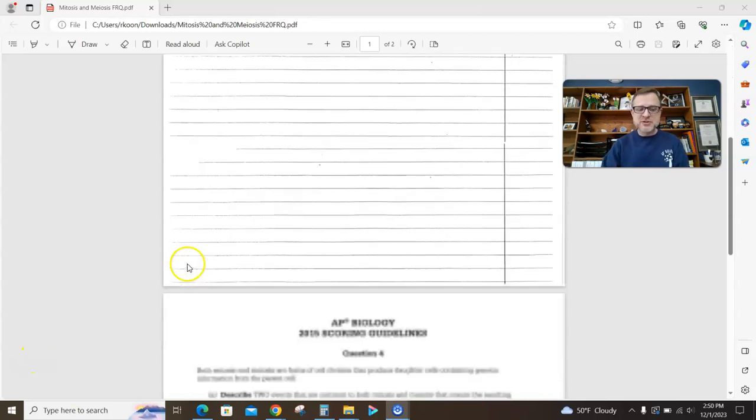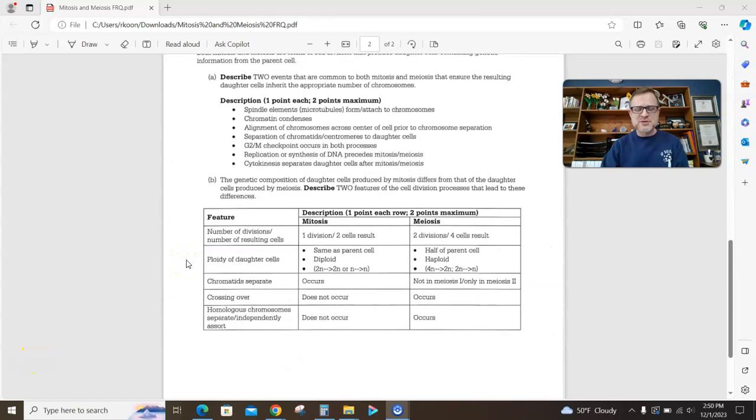So looking at the rubric, Part A basically wants two similarities. So you can read what they accepted. So the spindle elements, microtubules, formed to attach to chromosomes. I give this question to my students a lot, and a lot of times they'll say they both have prophase or they both have metaphase. Identifying a phase tells you nothing. The question says to describe. So the fact that both processes have a prophase doesn't give you the point. But saying that they both have microtubules that attach to chromosomes, that affects the distribution of DNA, right?